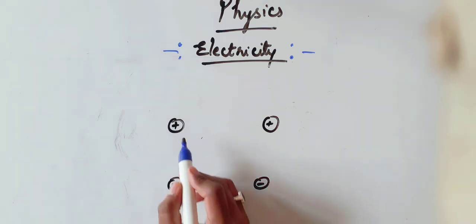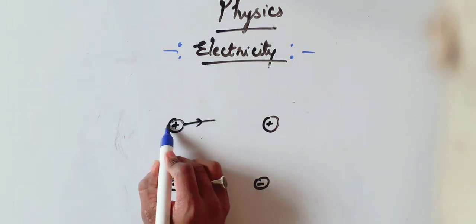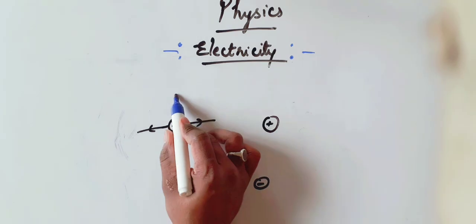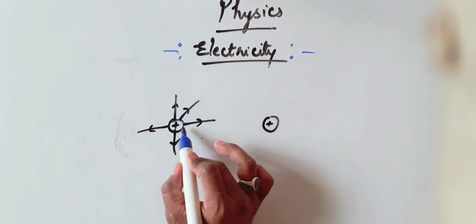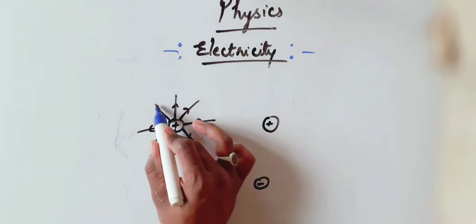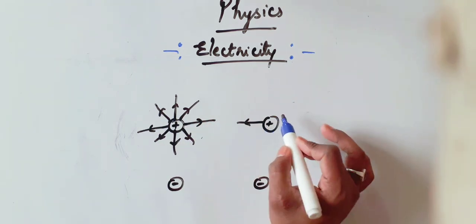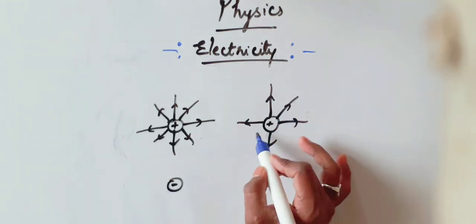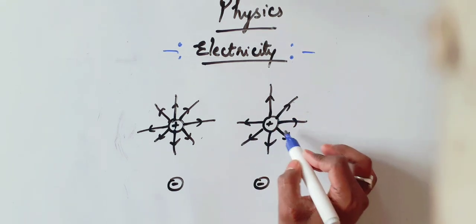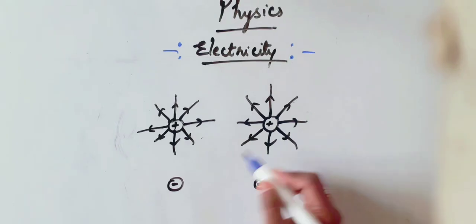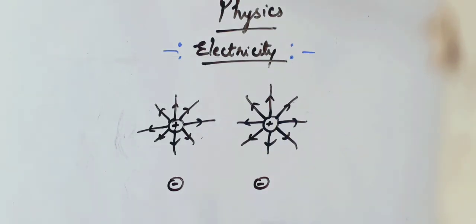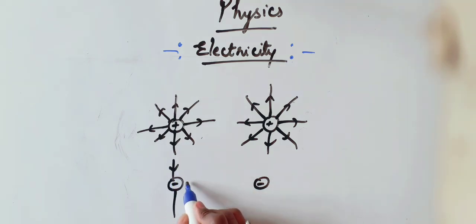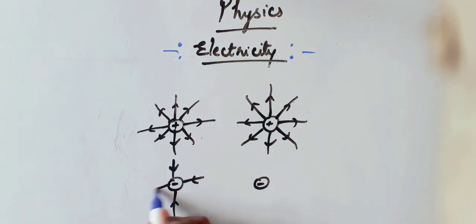I have told you that like charges repel each other and unlike charges always attract each other. What is the main reason behind it? I am going to discuss that. In the case of a positive charge, the electric field lines emit from the charge in an outward direction. But in the case of negative charges, the electric field lines are inward towards the charges.